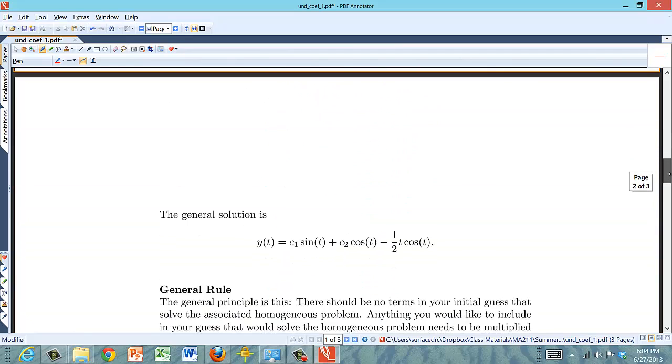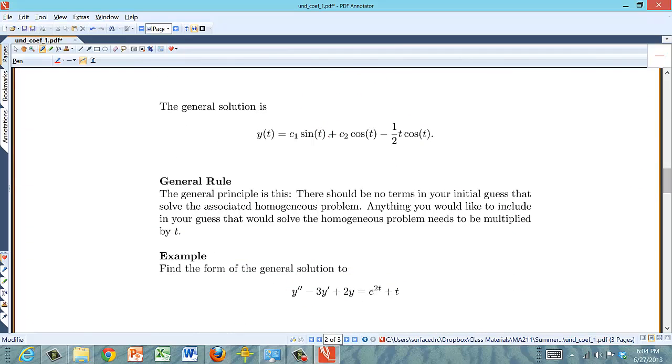So let's try this. Okay, so here's the general solution. Here's the homogeneous solution that we found. Here's the particular solution that we found.